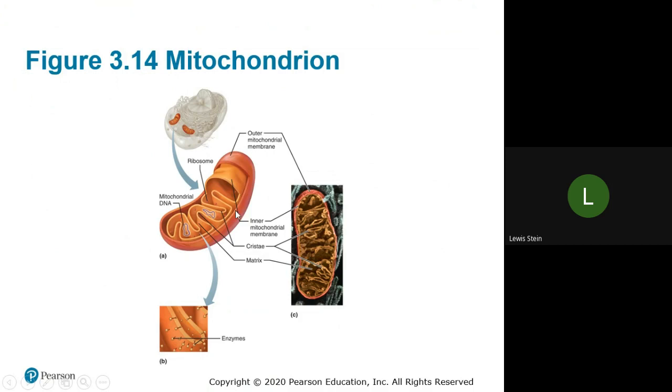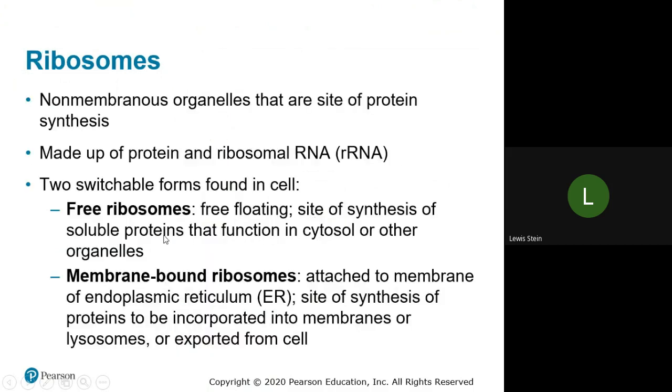So you can see all that, the cristae, the folds, the anatomy that's there. Fine. Free versus membrane-bound ribosomes. Again, it's based on the markers that are there, whatever the name of that is, I always forget, that cause it to be attached.